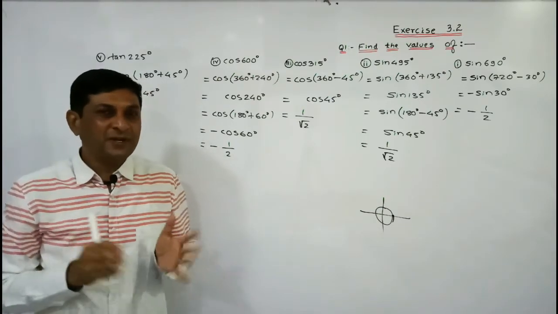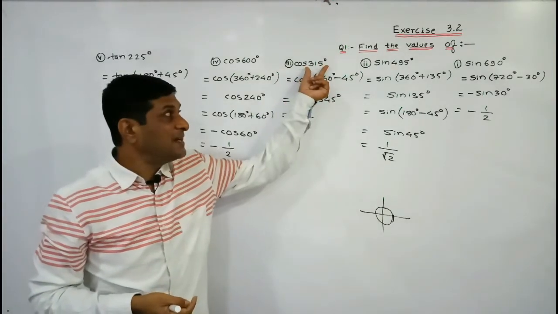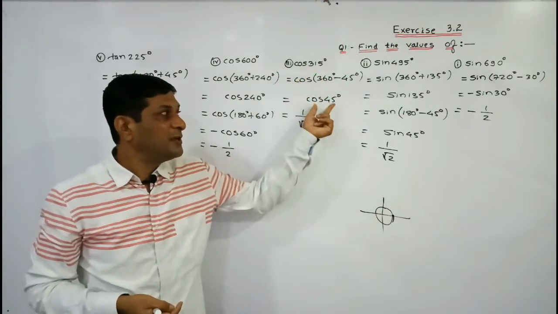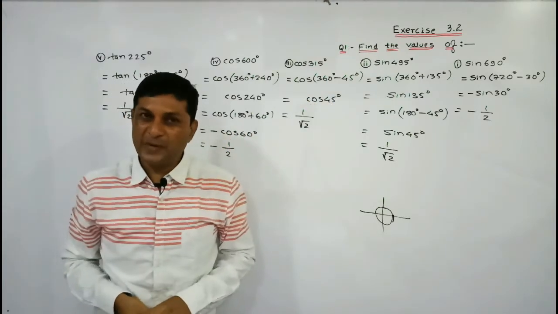So what is the benefit of allied angle formulas? Using allied angle formulas, whatever may be the angle, we are able to convert it below 90 degree, and then we are able to find out value of that trigonometric function.